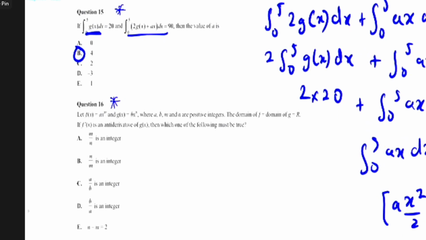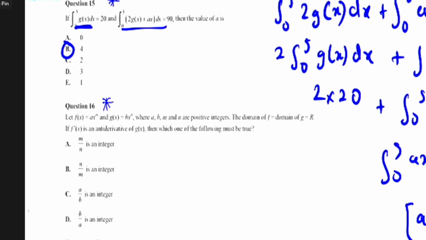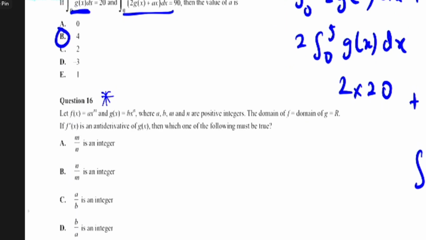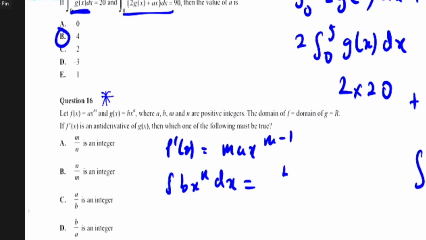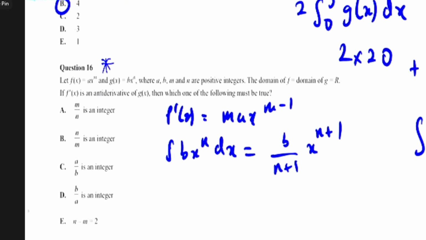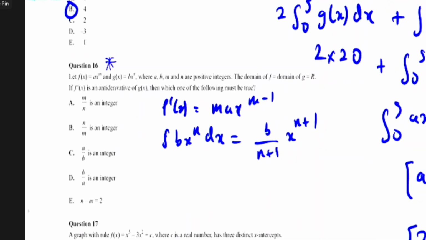So what I did was just simple differentiation and integration. If f dash of x is an antiderivative of g of x, let's find f dash of x. F dash of x is equal to max^(m-1), and the antiderivative of g of x, so integration of bx^n dx, is equal to b over (n+1) x^(n+1). So we can say that max^(m-1) is equal to b/(n+1) x^(n+1).